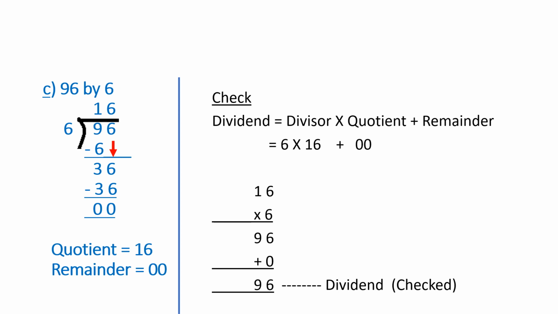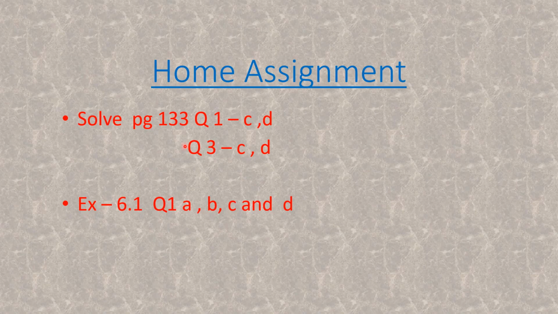Okay. So your assignment, children, you have to solve page 133. Question number 1, that is division by repeated subtraction. You will solve C number and D number. Now question number 3, divide on number line. So you have to do question number C and question number D again in your copy.